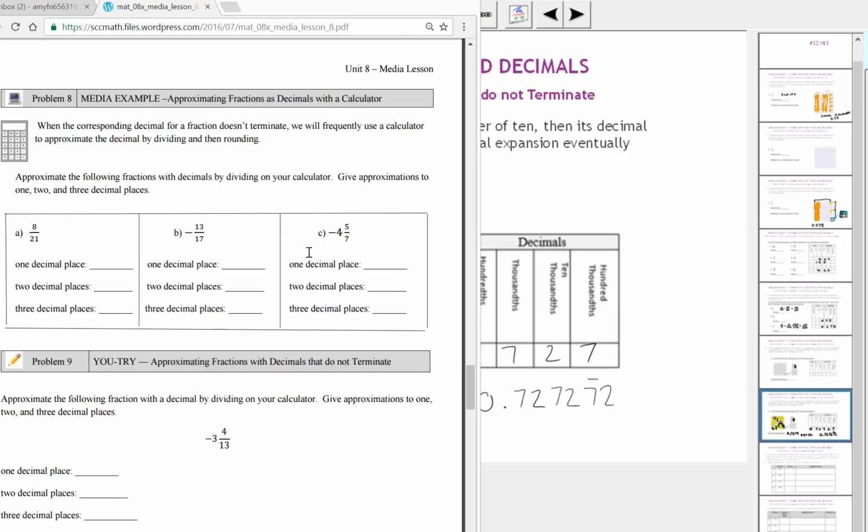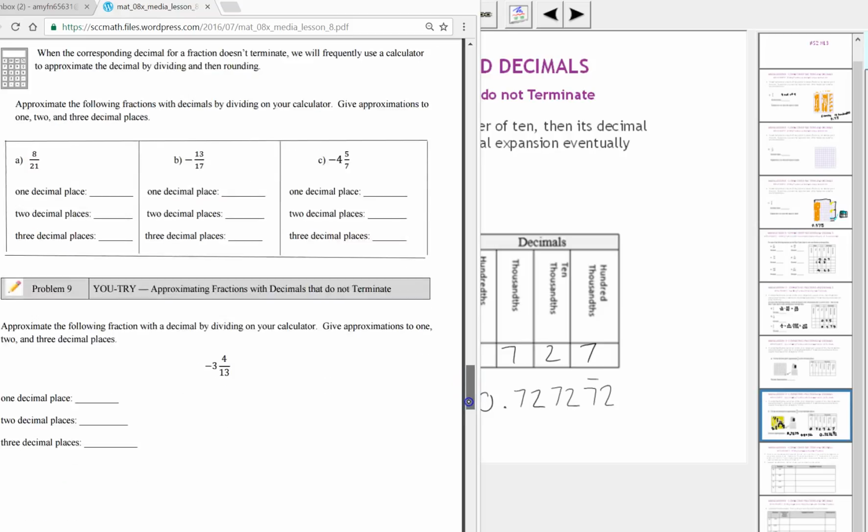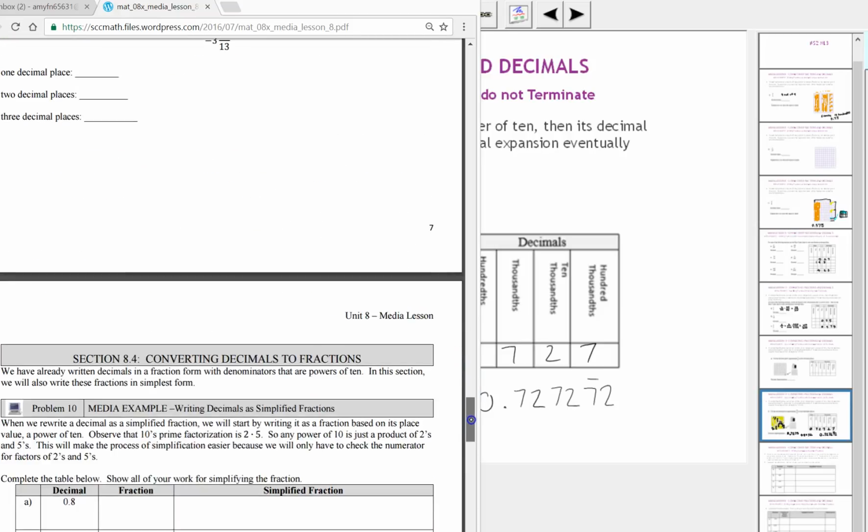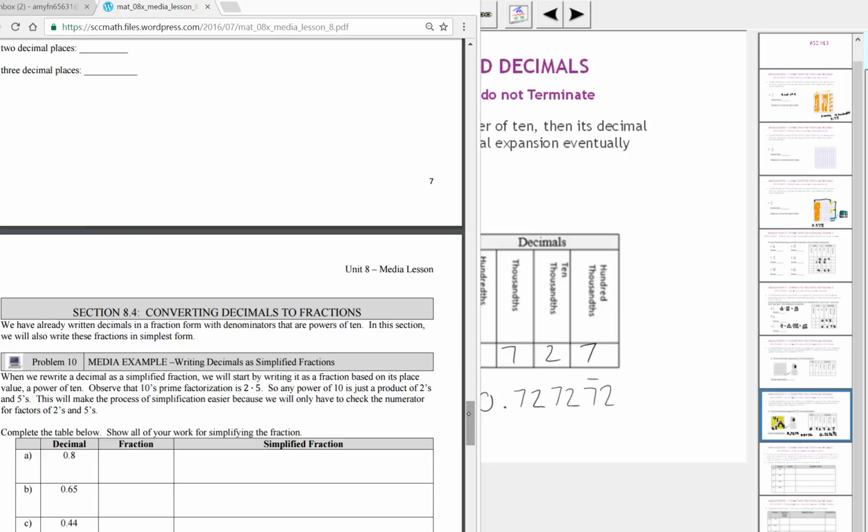So now that we've established those ideas, we have them approximate fractions that will have repeating decimals that don't terminate and round them to different place values. Notice we have negatives in here, and you'll want to teach them either that they can leave out the negative and just put it at the end, or how to put these in the calculator. In the next video, we'll look at converting decimals to fractions.